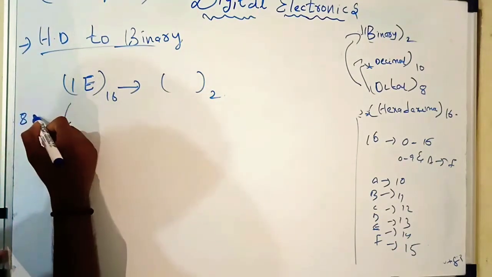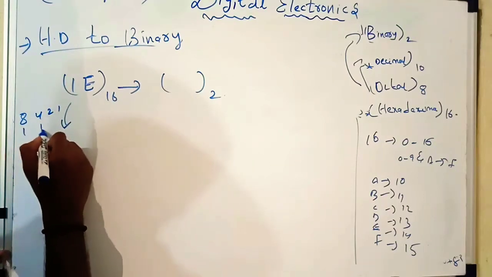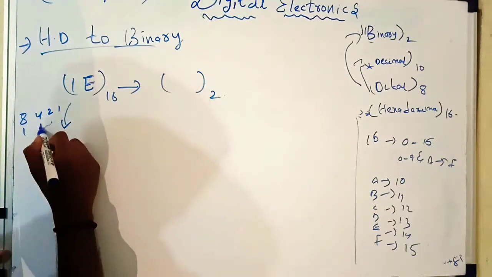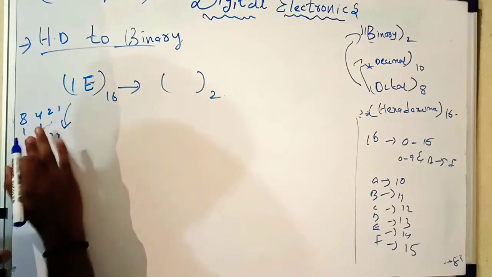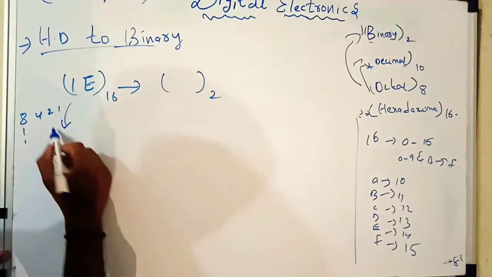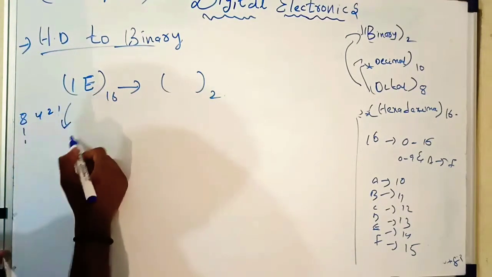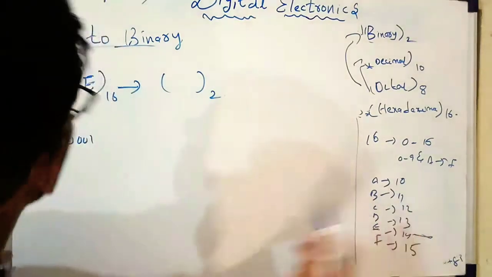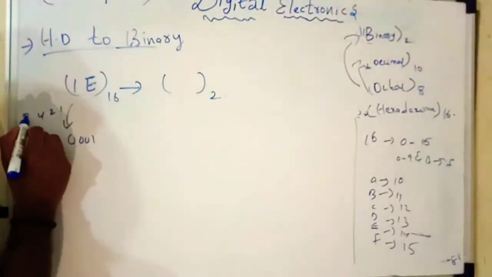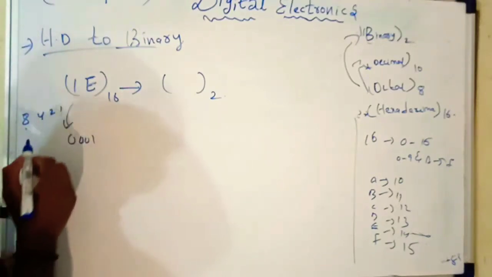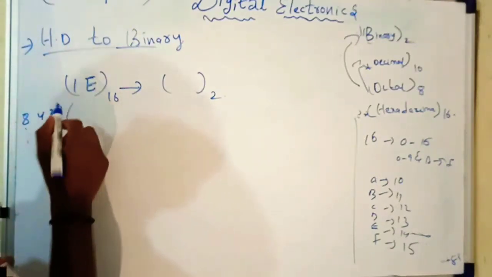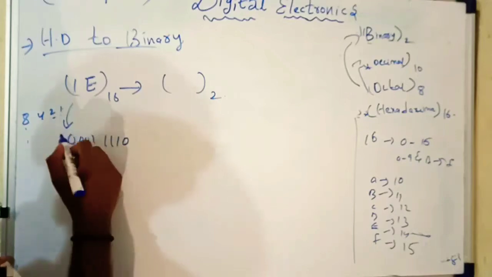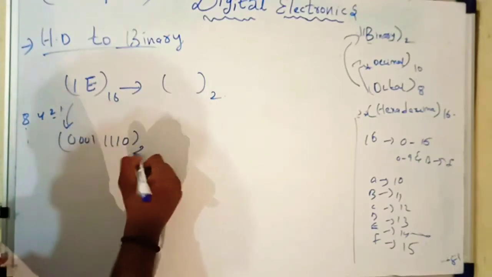For hexadecimal, these 4 bits are 8, 4, 2, 1. For 1, this value is 1 and the remaining are 0, so 0 0 0 1. For E, the value is 14. 14 means 8 plus 4, 12, plus 2, 14. So these 3 values are 1, and the remaining is 0. Sorry, this is the binary value.